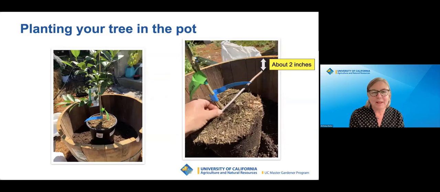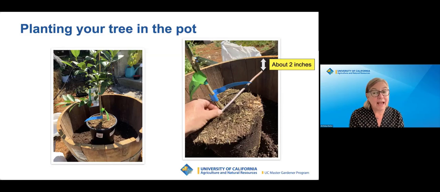So now you're ready to plant your tree in a pot. You can add some mesh across the bottom of the pot to stop the soil from draining out, but do not add a layer of pebbles or gravel to the bottom of the pot. These can actually form like a concrete and interfere with good drainage.